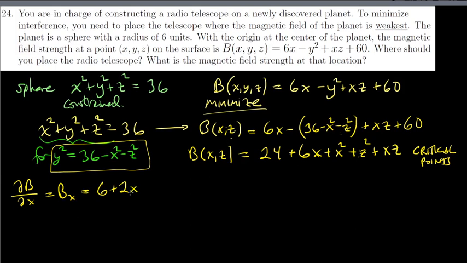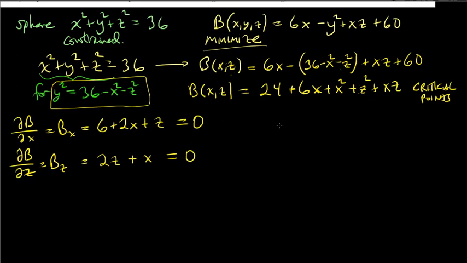Okay, anyways, back to the partial with respect to x. So we get 6 plus 2x plus z, and we'll set that equal to 0. And then the z partial, right? So b sub z is going to be 2z plus x equals 0. So there you go, right? Two equations and two variables. And in fact, they're linear equations, so really this should not be that hard.